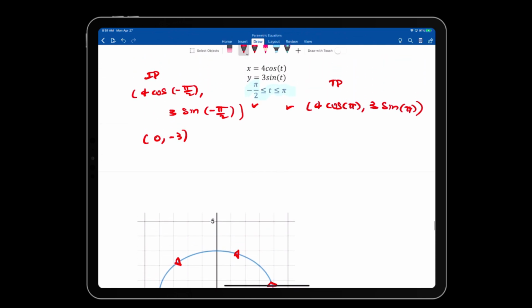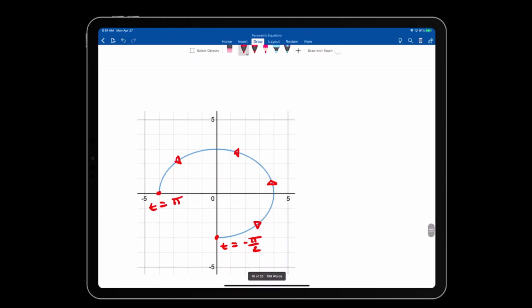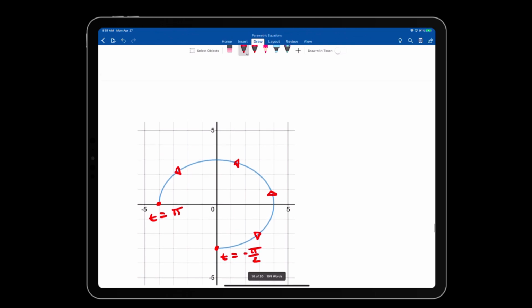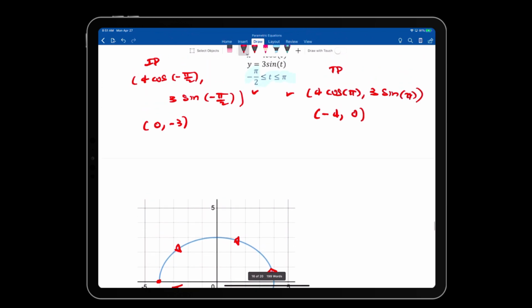Right? So double check. Cosine pi. You go, what is cosine pi? Isn't that negative 1? So this would be what? Negative 4. And then sine of pi, that's 0. So negative 4 is 0. Sure enough. Yes.